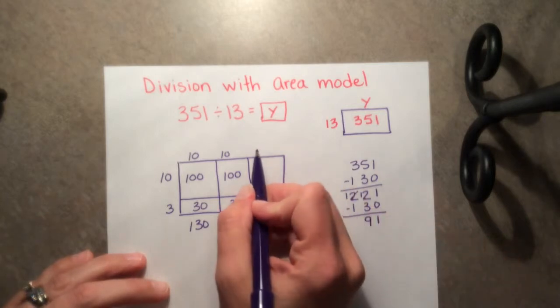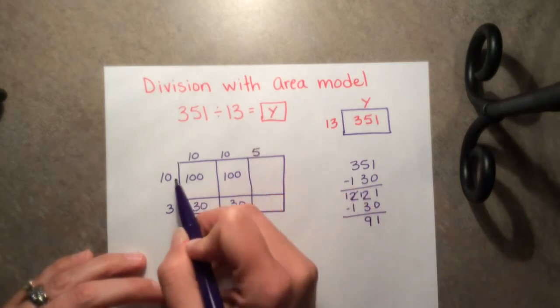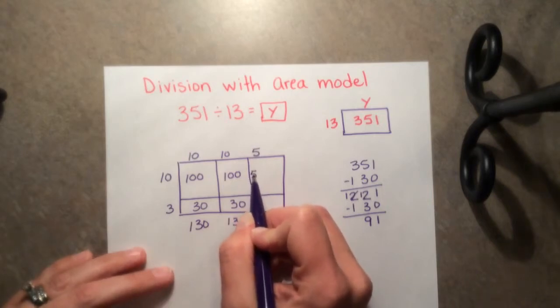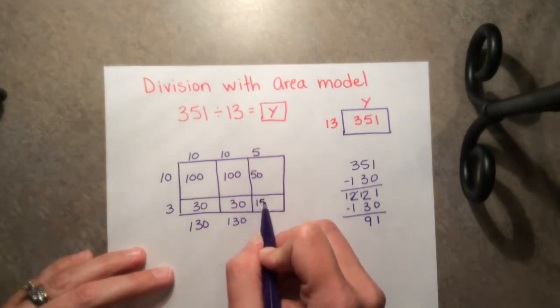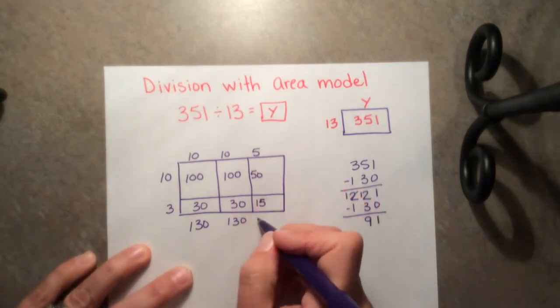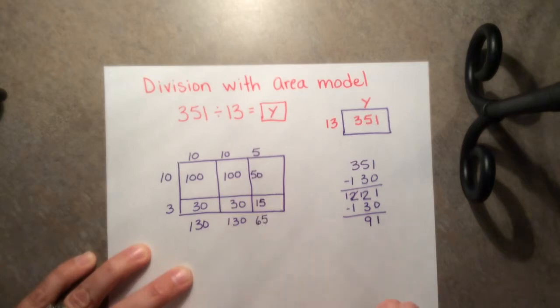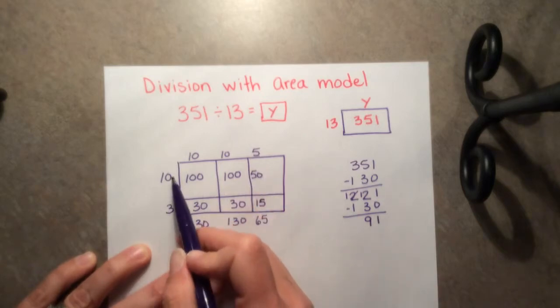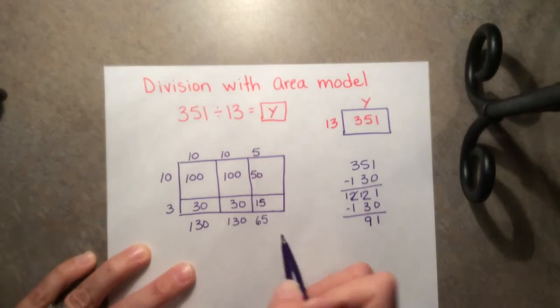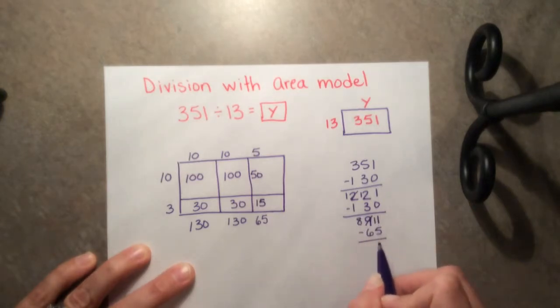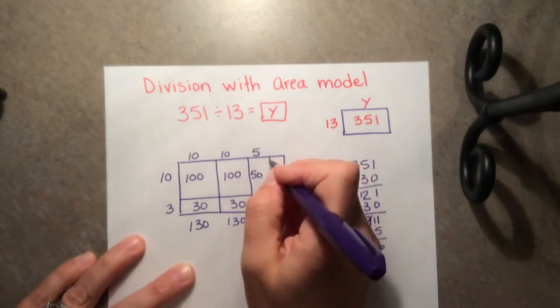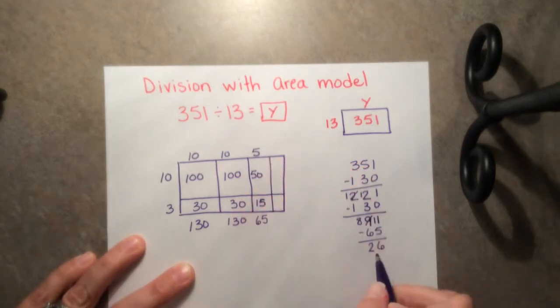If they put in a 5, they would know that 5 times 10 is 50, and then 5 times 3 is 15. Together, that makes 65. 5 times 13 is 65. So now we have another space left. We need to find 26.